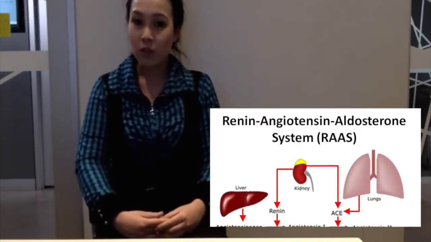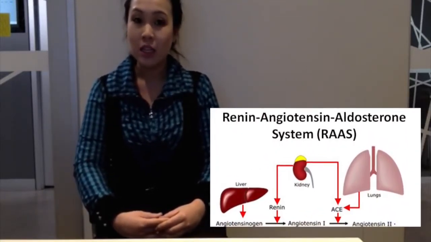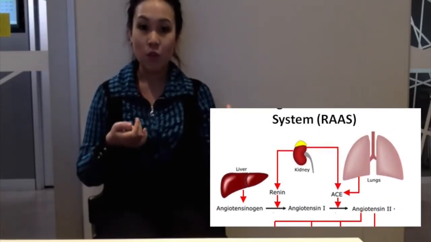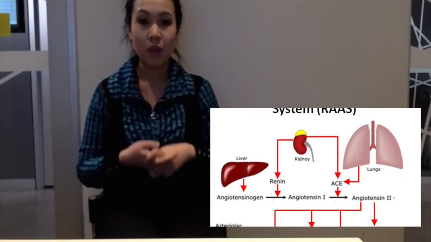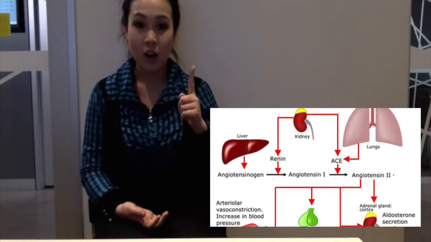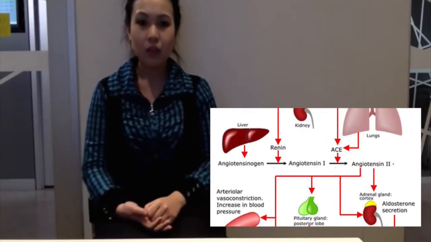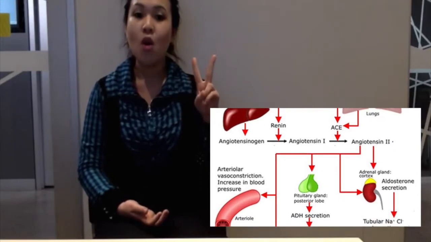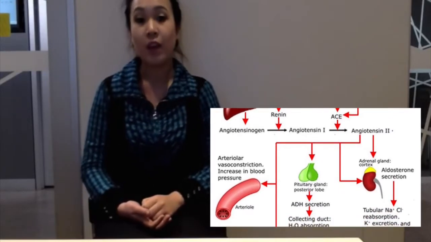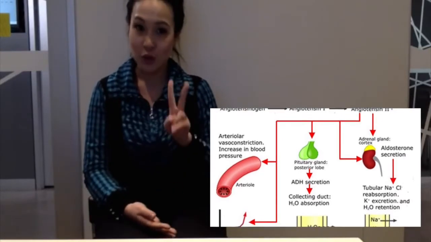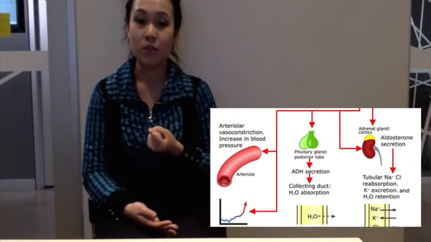Step 1 of the system involves the juxtaglomerular cells in the kidneys generating prorenin and releasing renin when blood volume is low in the body system. Followed by step 2, where angiotensinogen is converted to angiotensin 1 with the help of renin. The angiotensin 1 is transformed to angiotensin 2 with the help of angiotensin converting enzyme, which is located in the lungs. Angiotensin 2 has the ability to constrict blood vessels.